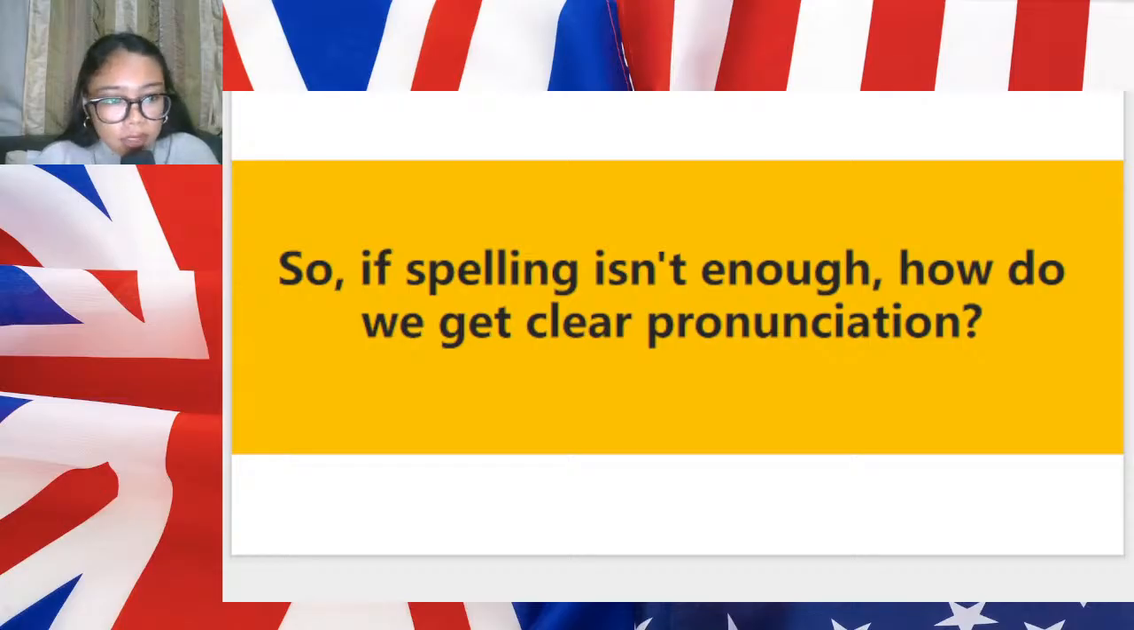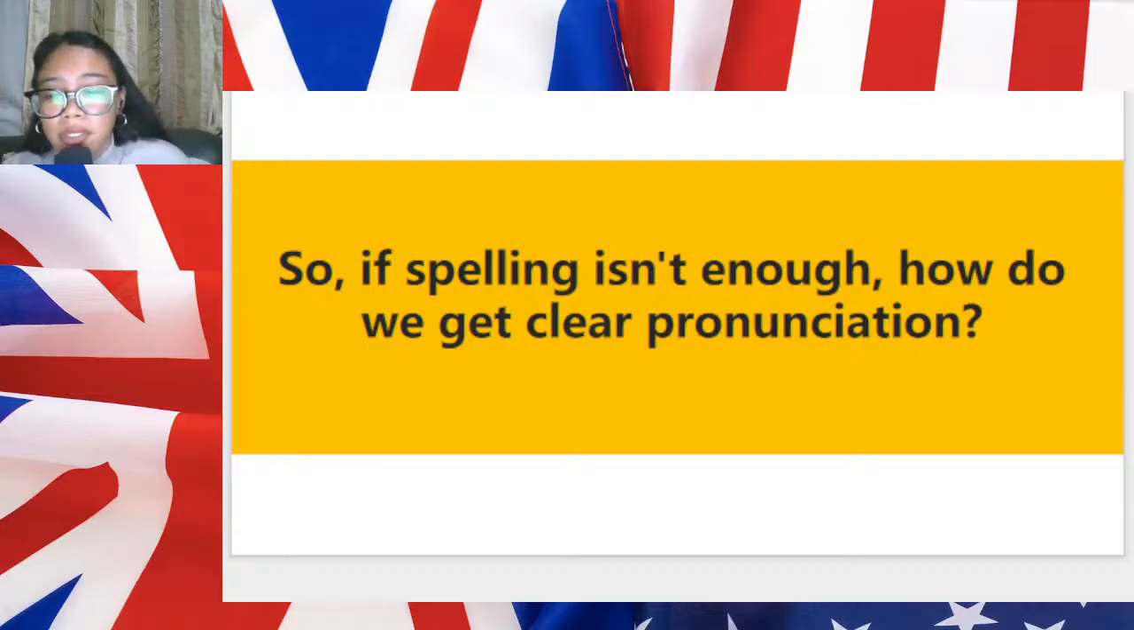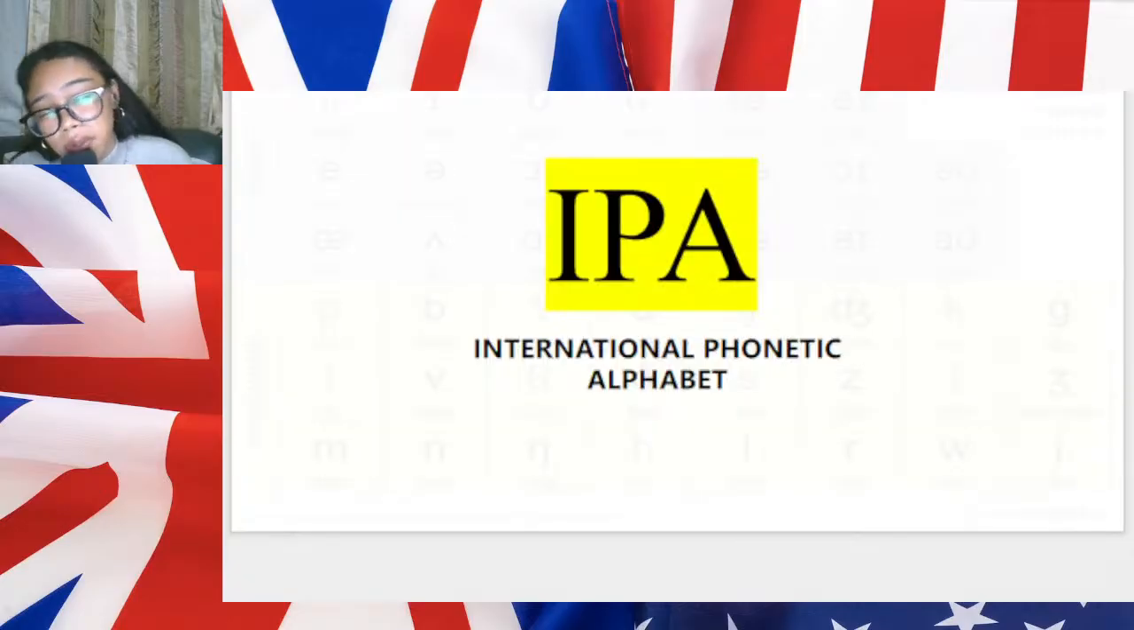Okay. So again, if the spelling is not enough, we use a proper and good camera, whether it's on a phone or separate. We get a clear pronunciation with the International Phonetic Alphabet. All right. Next to that, since we're already talking about the International Phonetic Alphabet, then of course we are going to focus on that. Our International Phonetic Alphabet, also known as IPA.